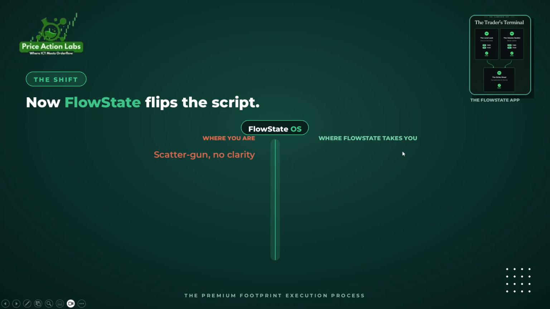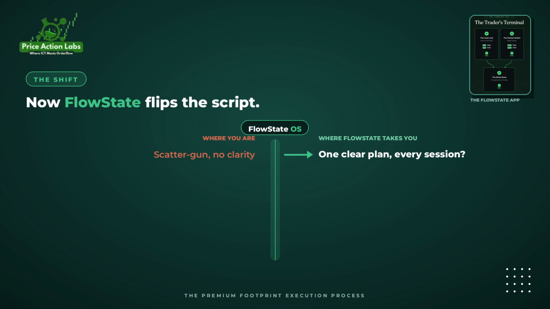So what does flow state and the premium footprint execution process help you to do? Ultimately, it takes you to that C3 connection we spoke about with the markets: clarity, confidence, and conviction. Because you want to have one clear plan every session. Every session you hop on the market, you need to know this is my level, this is where I'm trading from, and this is why I will trade from it.